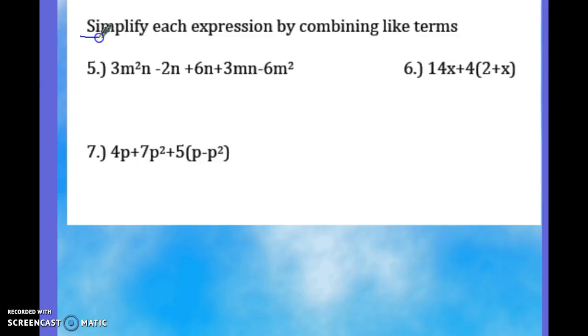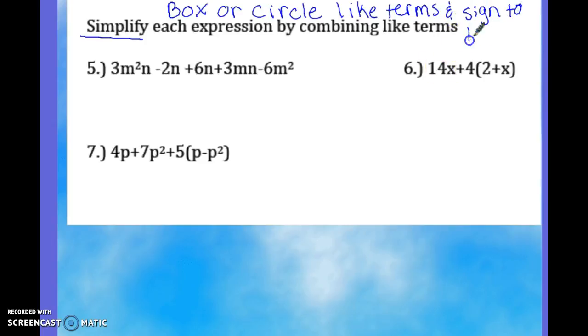It says to simplify each expression by combining like terms. I always box or circle like terms, and I bet you can think about it, the sign to the left.